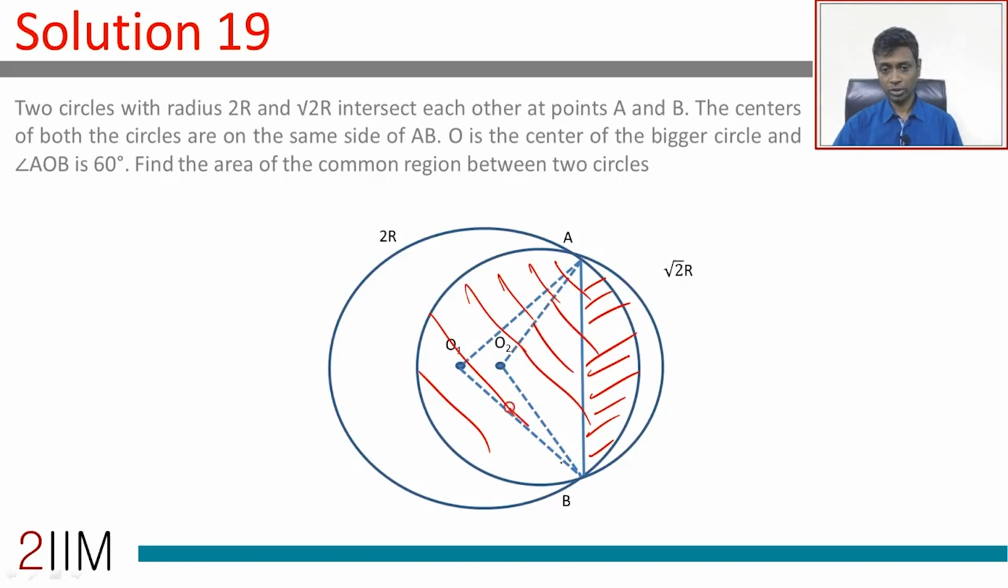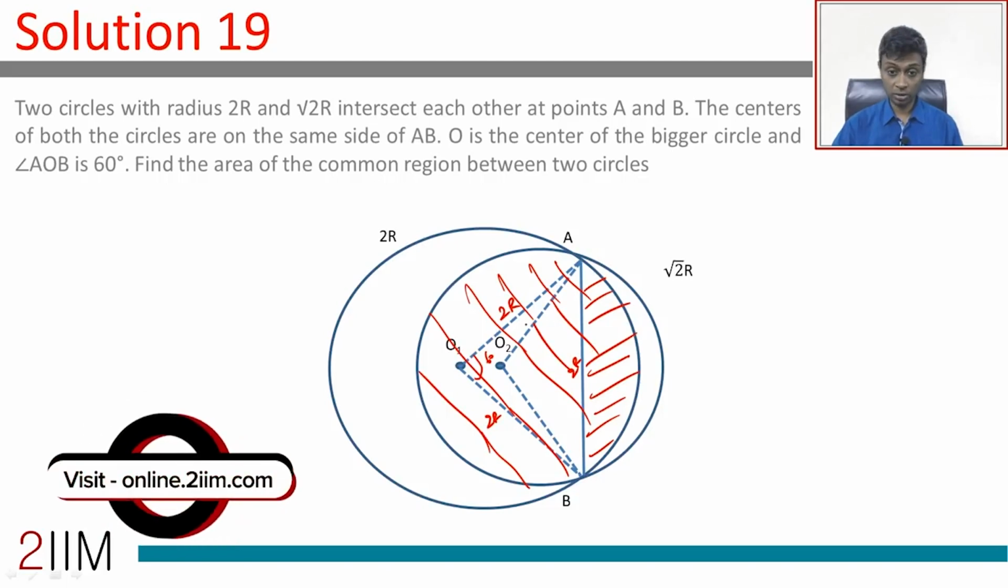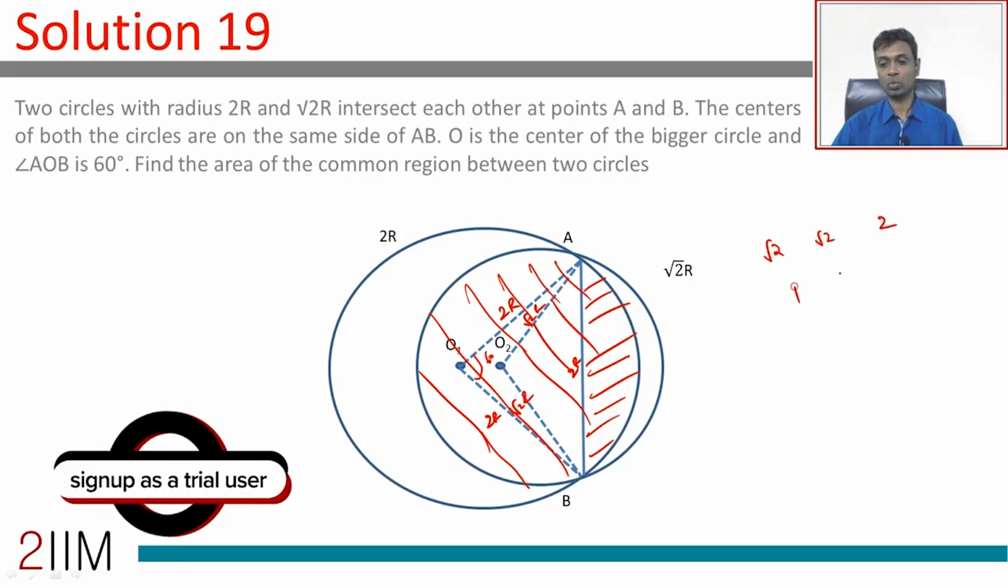Right. First step, let's do some simple geometry. The radius of the large circle is 2r, this angle is 60 degrees. So we're looking at an equilateral triangle. So this will be 2r, 2r and 2r. Now if you imagine the smaller circle, this is root 2r, this is root 2r. The ratio of the sides is root 2 is to root 2 is to 2, or 1 is to 1 is to root 2. This is an isosceles right angle triangle. This angle here is 90 degrees.